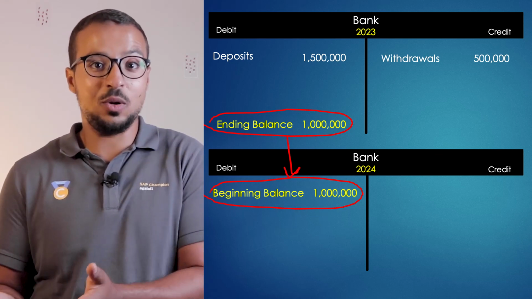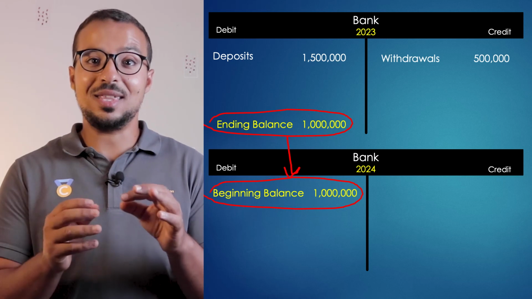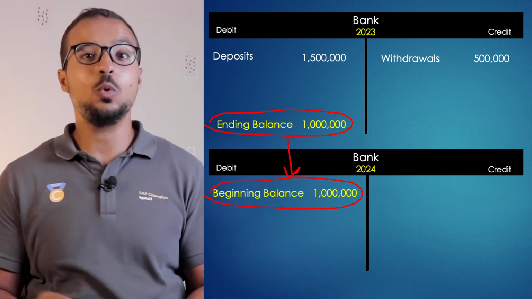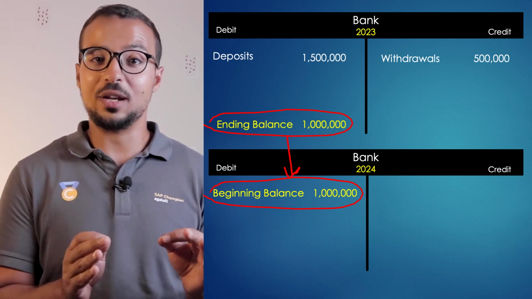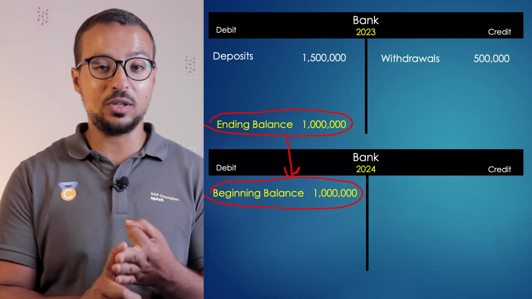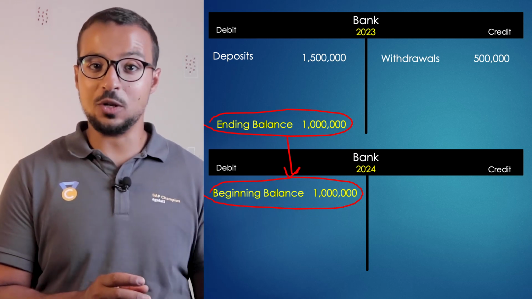We still have 1 million in our bank. So this is the balance of our bank GL account that moved from 2023 to 2024. This is a very important characteristic that you need to keep in mind. So for assets, liabilities, and owner's equity, the balances move from one year to the other.